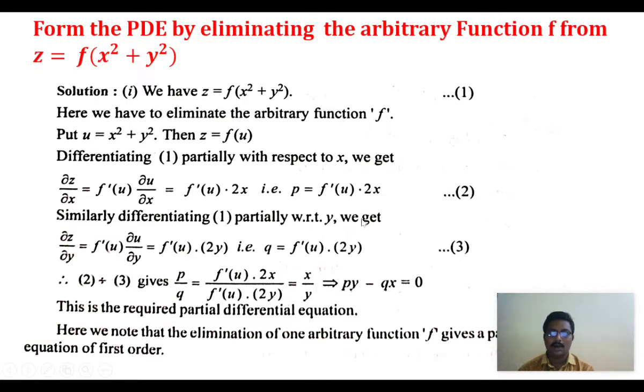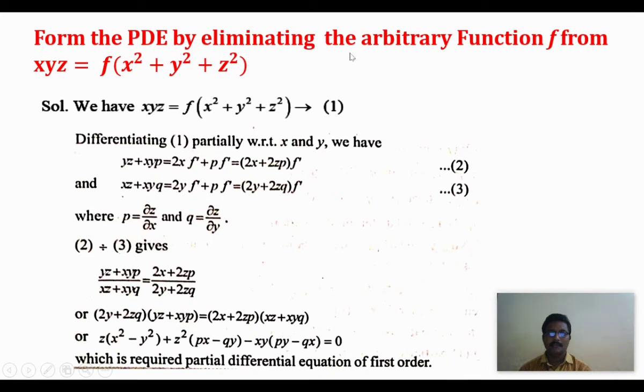Now we can eliminate the arbitrary function f easily just by dividing equation 2 and equation 3. That is, 2 by 3 gives p/q = x/y. Clearly here f'(u) gets cancelled. Now on cross multiplying, py = qx or py - qx = 0. It is the required differential equation of first order. The required partial DE is of first order, that is py - qx = 0.